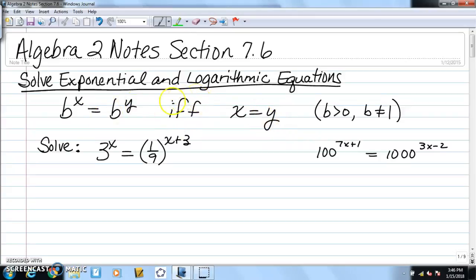But it works the other way too. That's what this means. IFF means if and only if. So if x equals y, then b to the x equals b to the y. So we can write things in terms of the same base and know that their exponents have to be equal. So that's one way to solve exponentials. So let's look at this one.